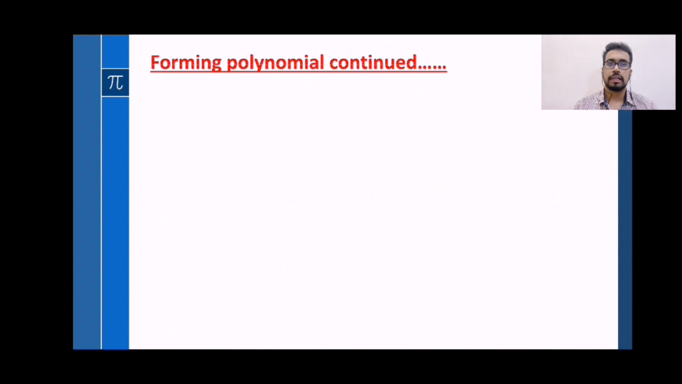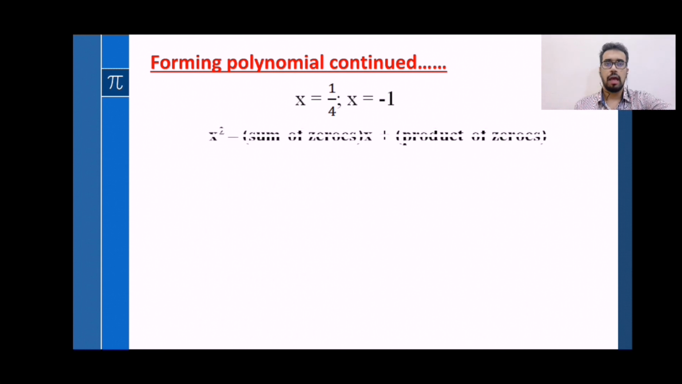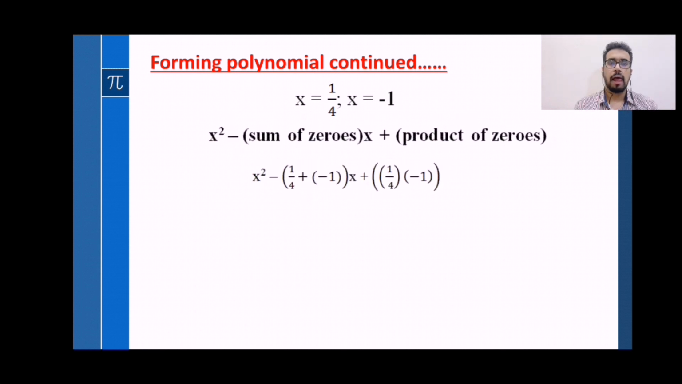So let us verify this with an example. Here I take two zeros, x is equal to 1 by 4 and x is equal to -1. As I know the standard form, I substitute the values: I add the two zeros in the middle section, and I multiply the two zeros in my last section, giving me the answer as x squared plus 3 by 4 into x minus 1 by 4.